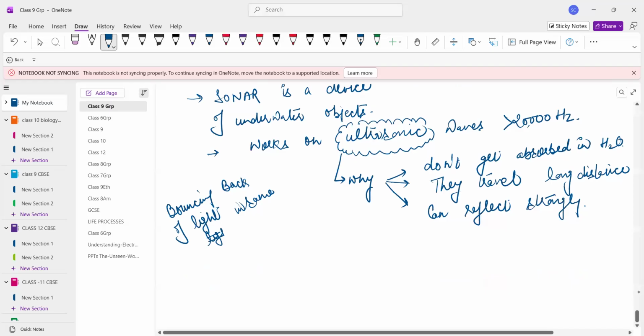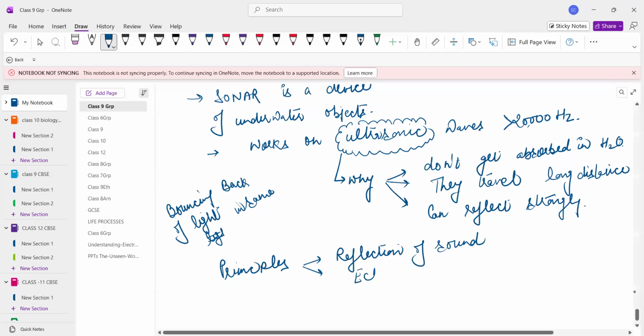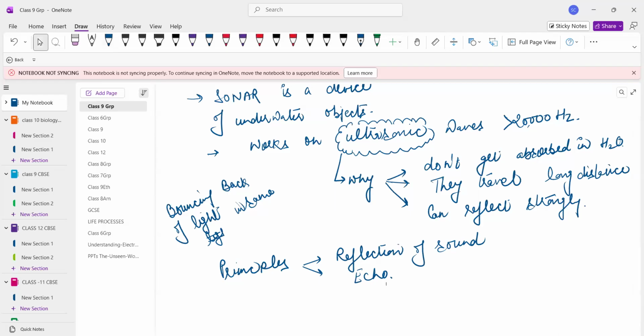Now the principle of sonar: basically it works on two principles. Number one is the reflection of sound, and the second one is the echo. Okay, so let me share the diagram also.